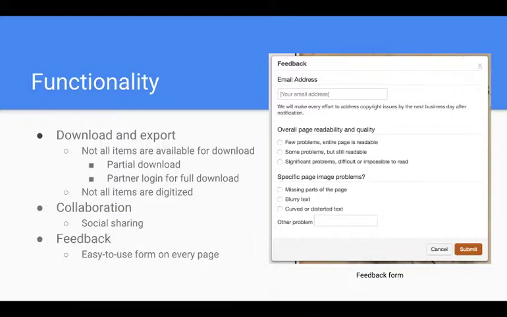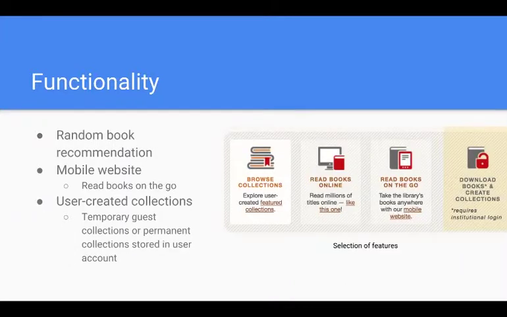You can share individual items to a variety of social media platforms. Feedback is available on every page in the form of an easy-to-use submittable form. On the front page, HathiTrust has a link that opens a random book in its collection with every click. It also has a mobile website which allows you to read books on the go. Finally, users have the ability to create their own collections. Logged-in users can create permanent collections.